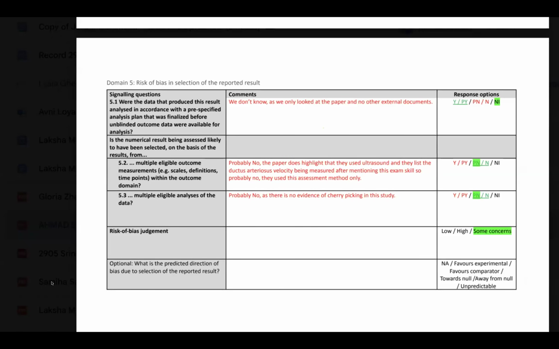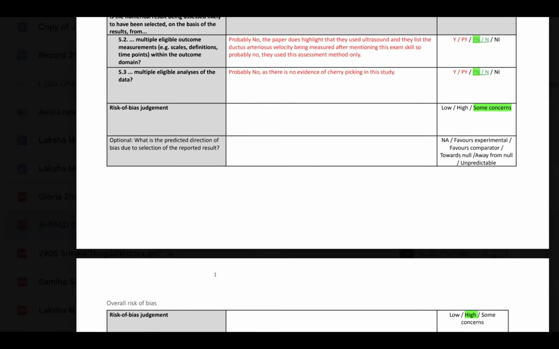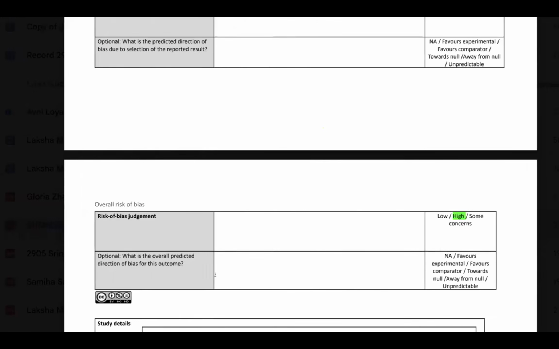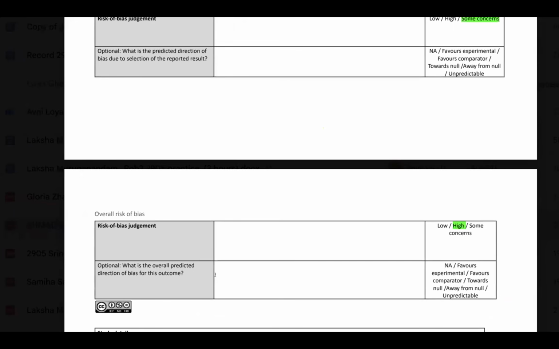I think we did say it was NI. I think we did put NI for both of them. Yeah, and 5.3 for the same reasoning. Okay, so that would be some concerns, which he got. Okay, then overall risk of bias judgment, I believe, would be some concerns. Yeah.